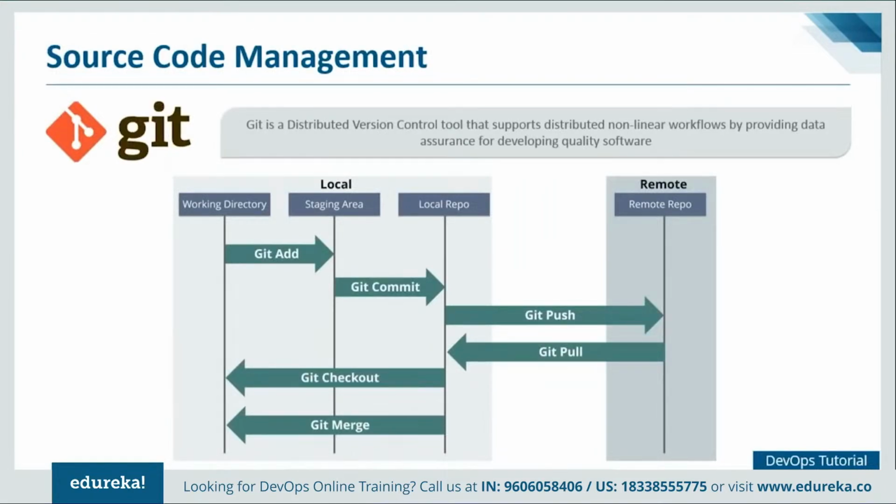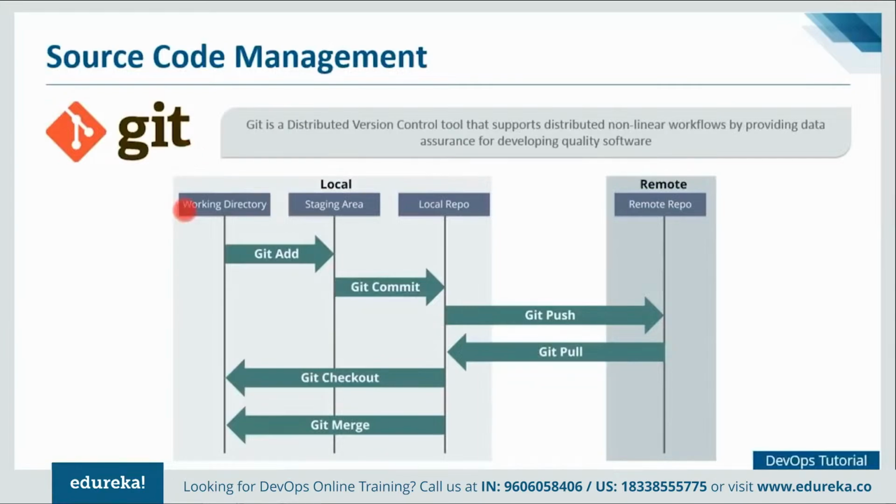Now, before I move forward, guys, let me make this thing clear. When I say version control or source code management, it's one and the same thing. Let's talk about Git now. Git is a distributed version control tool that supports distributed non-linear workflows by providing data assurance for developing quality software, right? So it's a pretty tough definition to follow, but it'll be easier for you to understand with the diagram that is there in front of your screen.